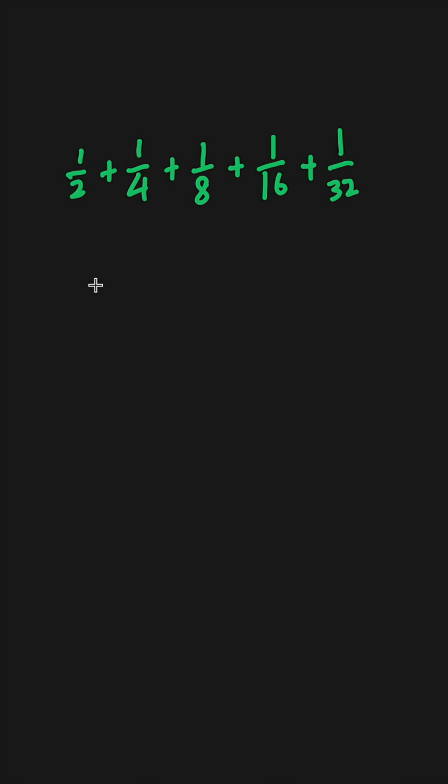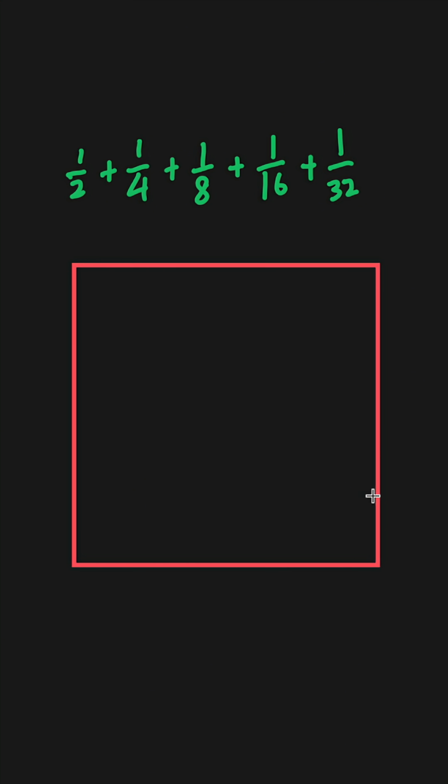First of all, let's draw a square with a side equal to 1. All right, so this is 1. We know that the area of a square is side times side. 1 times 1, that's 1. So the area of the square basically is 1.